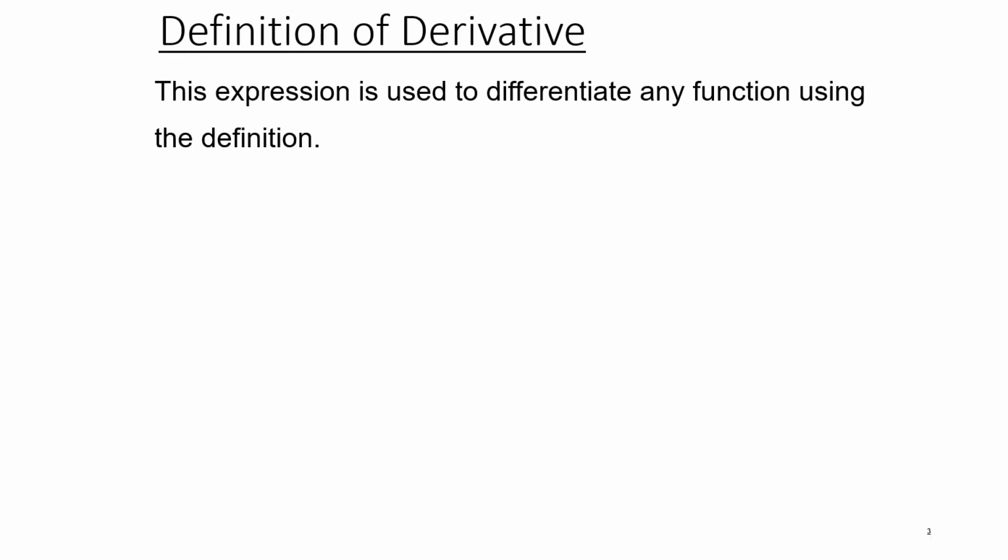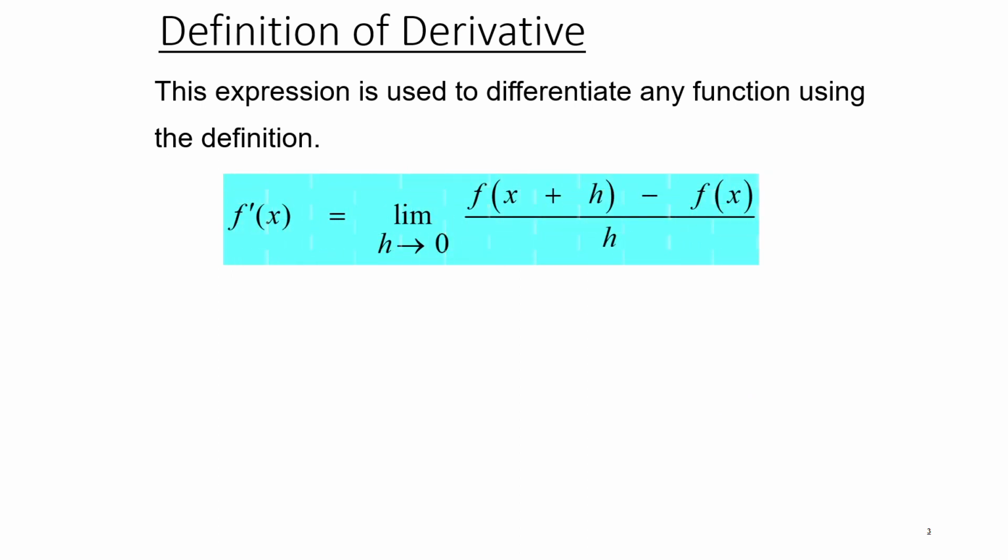Now, what is the definition of derivative? When we say we are going to differentiate using the definition of derivative, this is what we are going to use. This is the main formula. It says f dash of x, that means the differential of f, which is why we denote it with a dash here, is equal to the limit as h approaches 0 of f of x plus h minus f of x, divided by h.